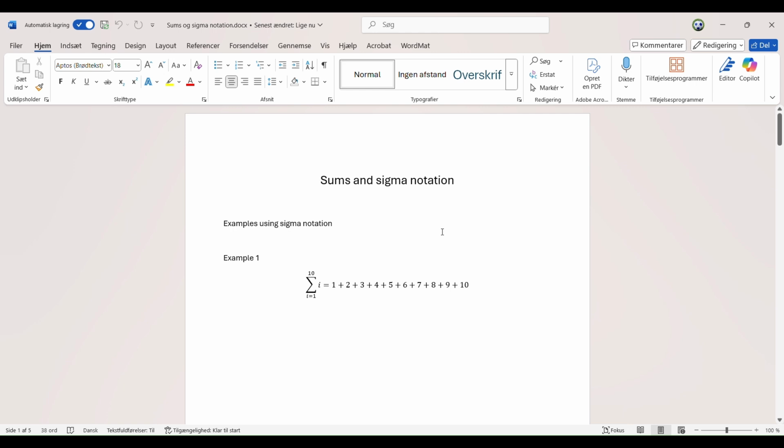My name is Tobias, and today we're going to look at sums and sigma notation. So here we have some examples using sigma notation.